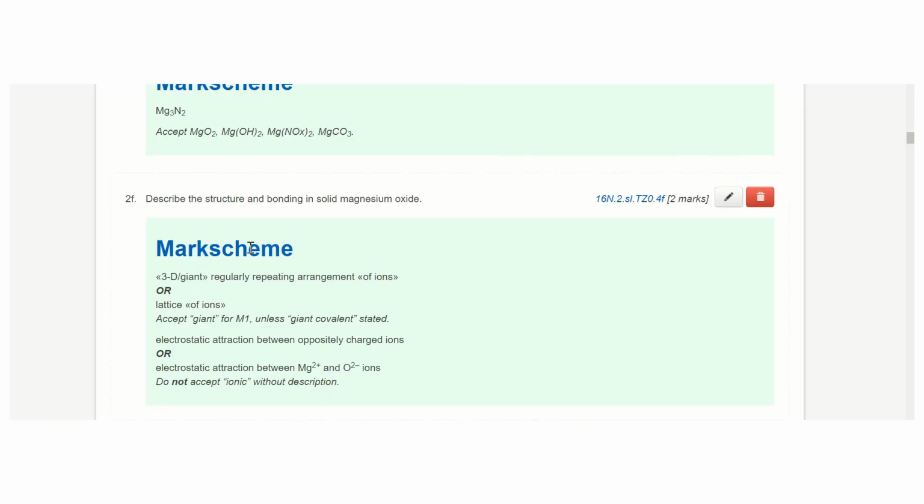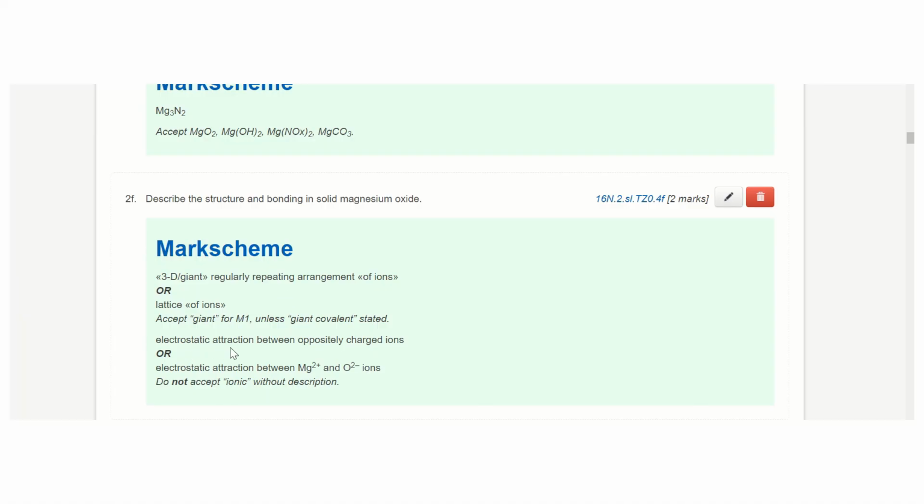So if you look at the mark scheme, there's different ways that you can address this. You can say that it's a 3D giant, regular repeating arrangement of ions, that you've got the Mg2+ and then you've got the O2-, then another Mg2+, O2-, so it's a repeating lattice. Or you can say a lattice of ions. You can accept giant, but don't say giant covalent. It's a giant ionic molecule.